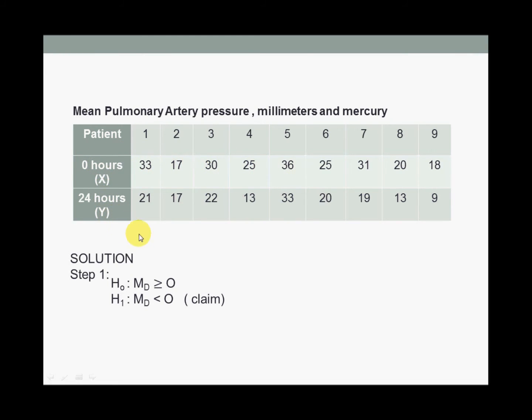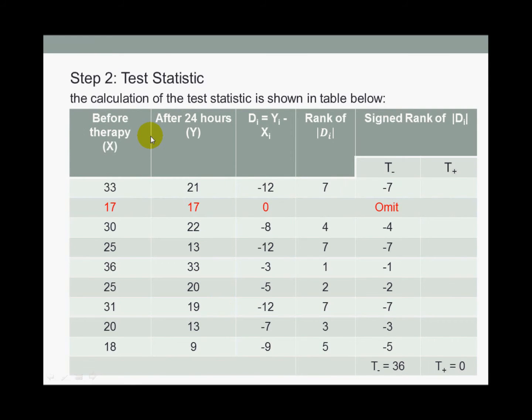First step is we need to make the hypothesis by referring to what the question needs. The hypothesis is H null, MD greater than or equal to 0, H1, MD less than 0. The claim is on H1. The second step is to find the test statistic. The calculation of the test statistic is shown in the table below.